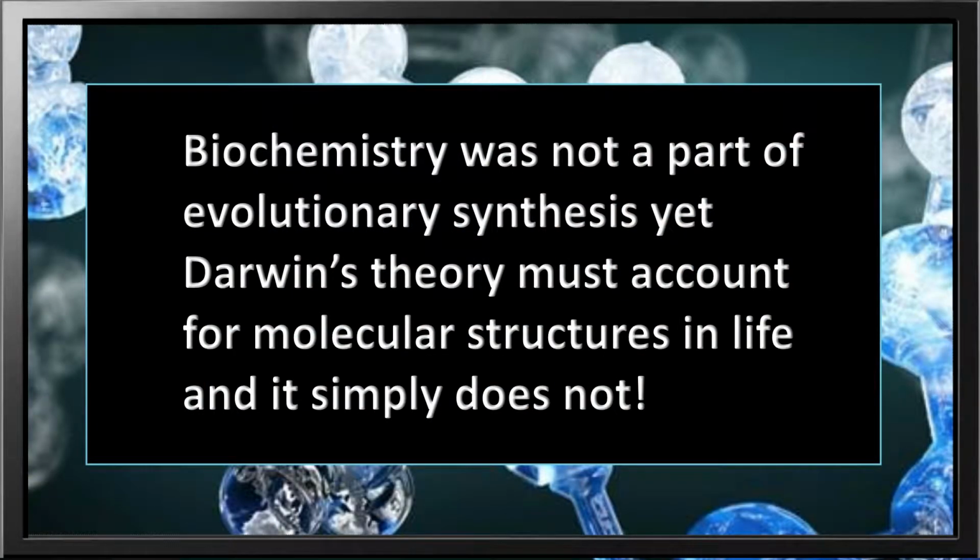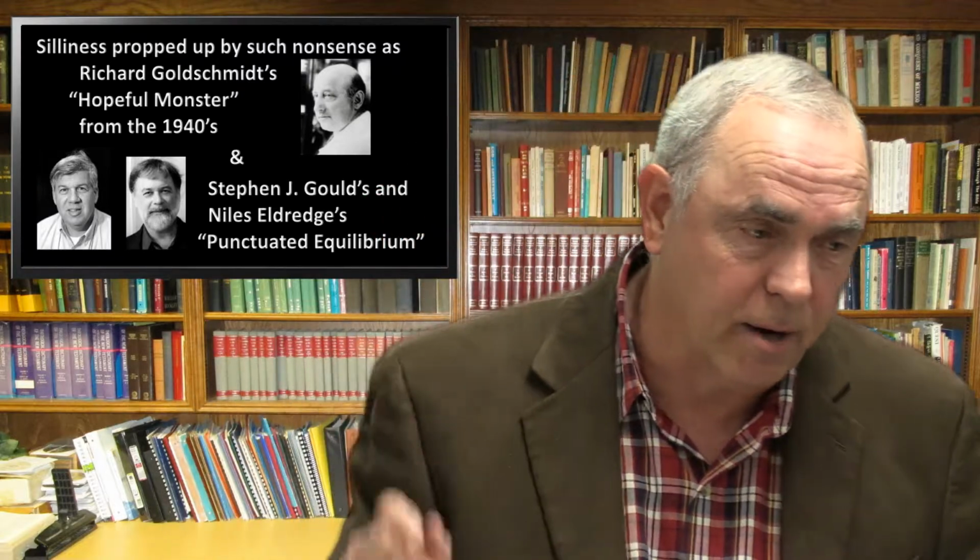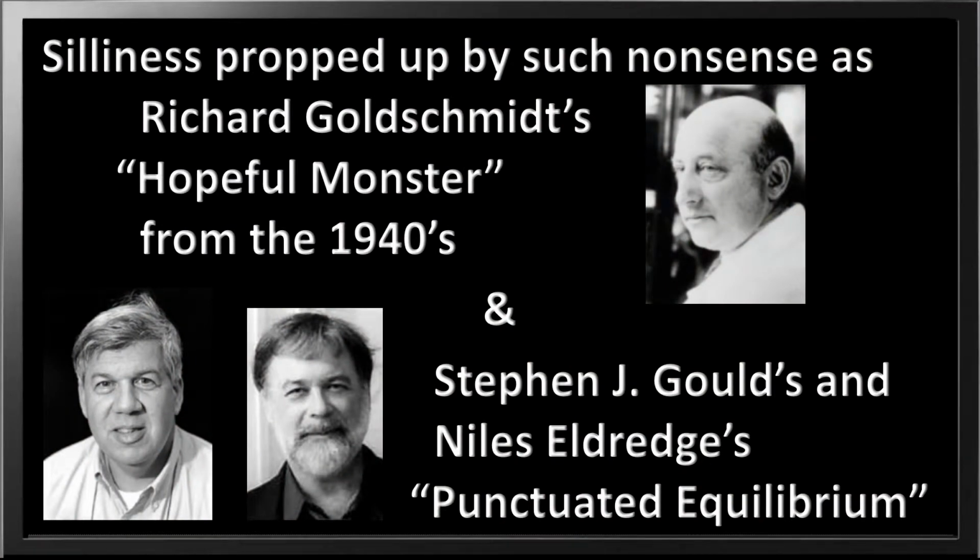Biochemistry was not a part of the evolutionary synthesis. When Darwin was coming up with this theory, they didn't know biochemistry. And yet it must account for molecular structures in life, and it simply does not. Silliness popped up by such nonsense as Richard Goldschmidt's hopeful monster. That was a desperate plea in the 1940s because he knew he couldn't explain how evolution occurred. So now you've got a frog hopping out of a pond and becoming a bird. That's the hopeful monster concept. And then later on in the 60s and 70s, Stephen Gould and Niles Eldredge had punctuated equilibrium. We've got to get something to punctuate it because we know all this slow stuff won't ever work evolutionary-wise.